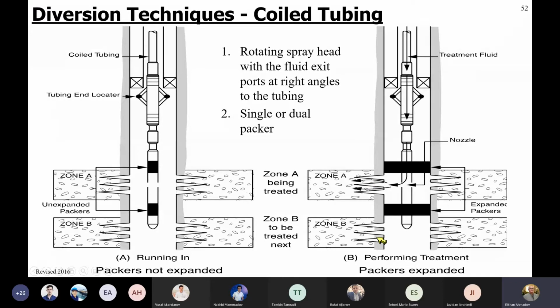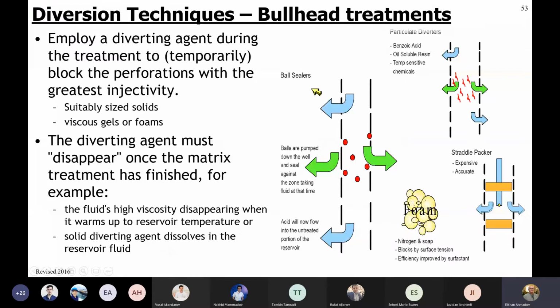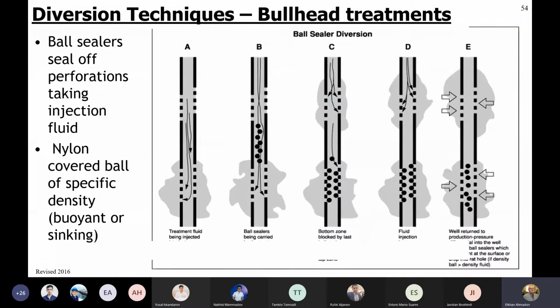Another, here are different techniques. For bullheading treatment, we use different techniques like ball sealers, chemicals, and straddle packers, and nitrogen foaming, which will increase the surface tension and increase the viscosity, so the acid will not go to the high permeability zones, but will go to the zones that are highly damaged with the formation damage.